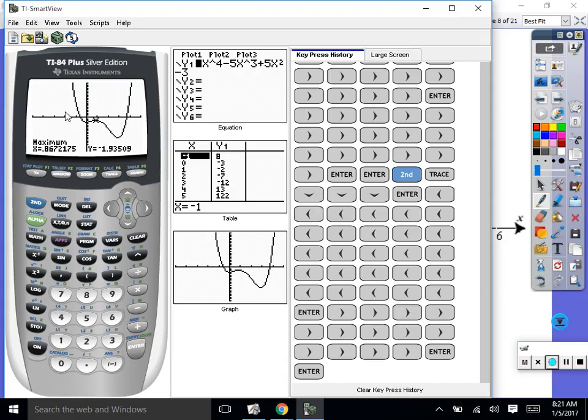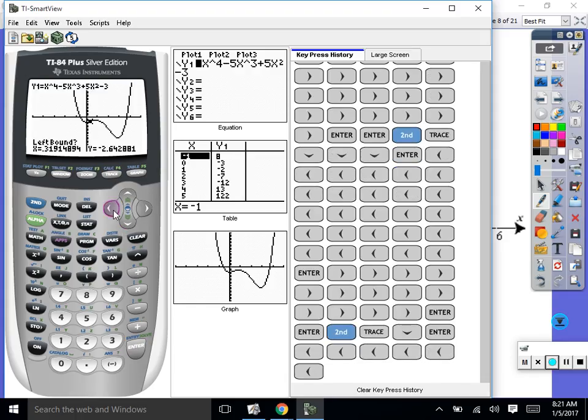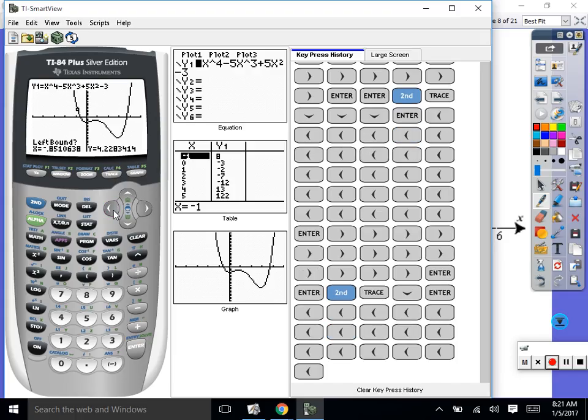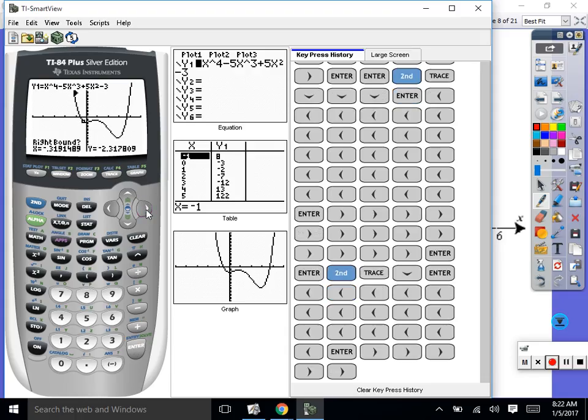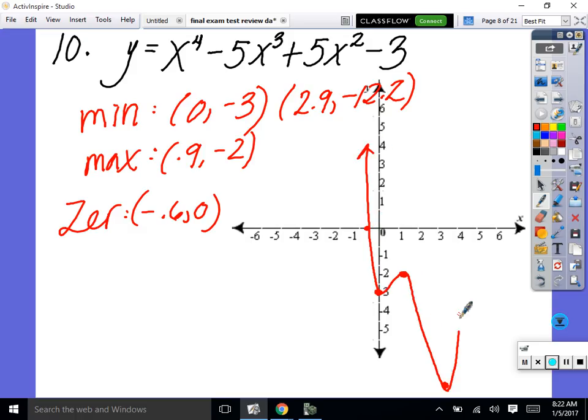So let's find this 0 first, right here. So you'll do second trace, go down to 0, hit enter. This is left bound, so we've got to scroll and be left of the 0 so it knows which 0 you want it to calculate. I hit enter, right bound, scroll right of the 0. So then it just knows which interval, which 0 it is. So negative 0.6, comma 0. So it's crossing the x-axis. Our zeros are at negative 0.6, 0. So it's coming up and crossing, goes up to the max, down, and it's coming up. Let's find the other 0.